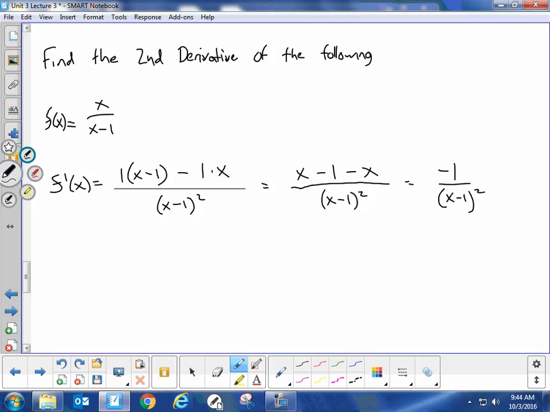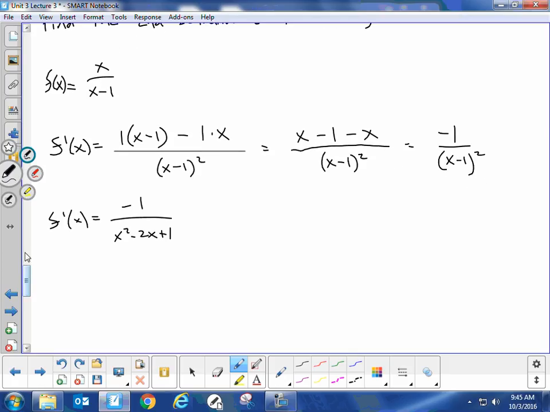As of right now, you don't know how to take the derivative of (x - 1) squared. So for today, you would have to distribute that to be able to use the quotient rule. In the future, though, we'll learn how to take the derivative of that. All right, so I got my first derivative, -1 over x squared minus 2x plus 1. I now have to take the derivative of that to get the second derivative.